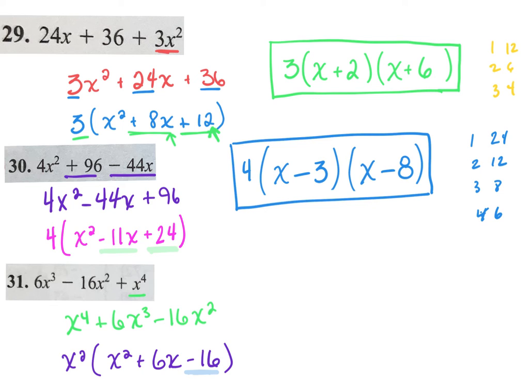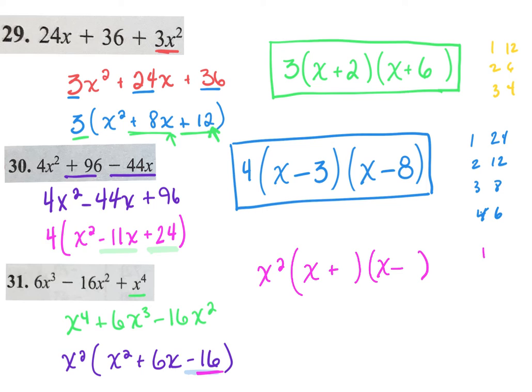All right. So I automatically know I'm going to have one positive and one negative. I will leave the x squared out here. I will go ahead and set up one positive and one negative. All right. And then I'm going to look at my factors of 16.